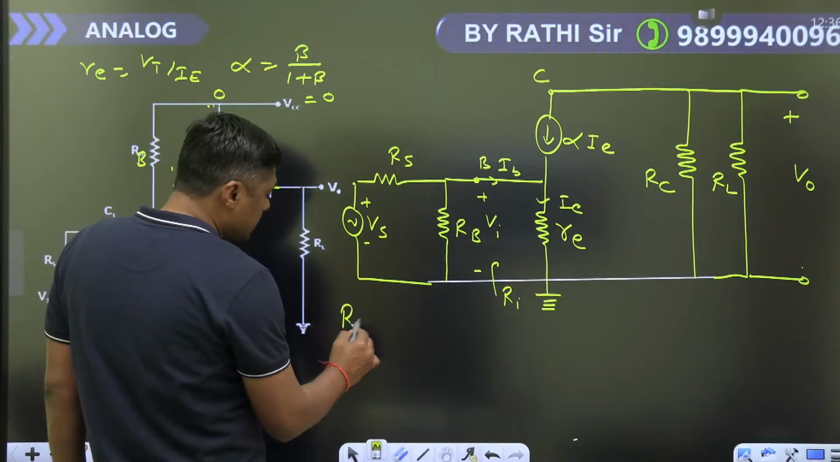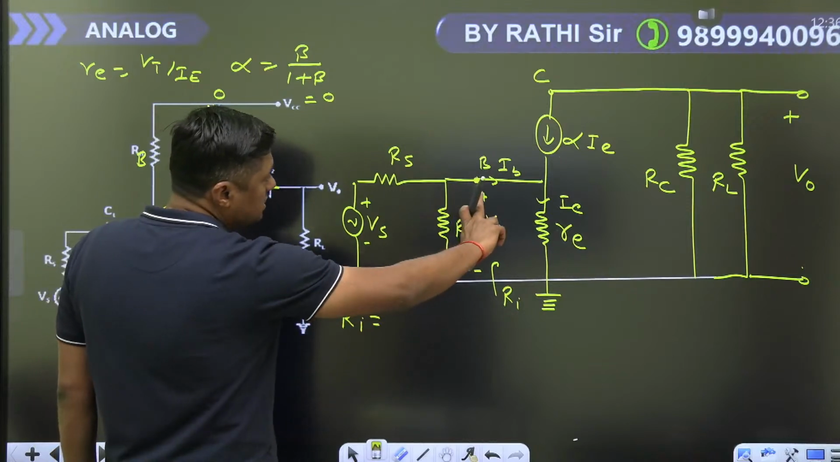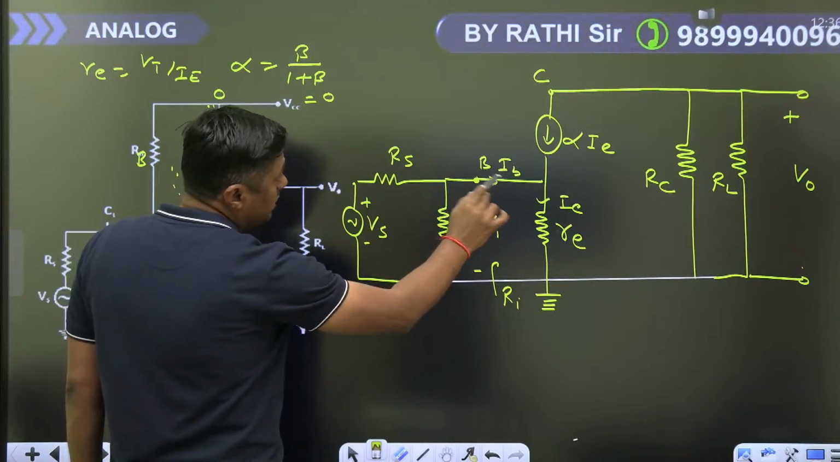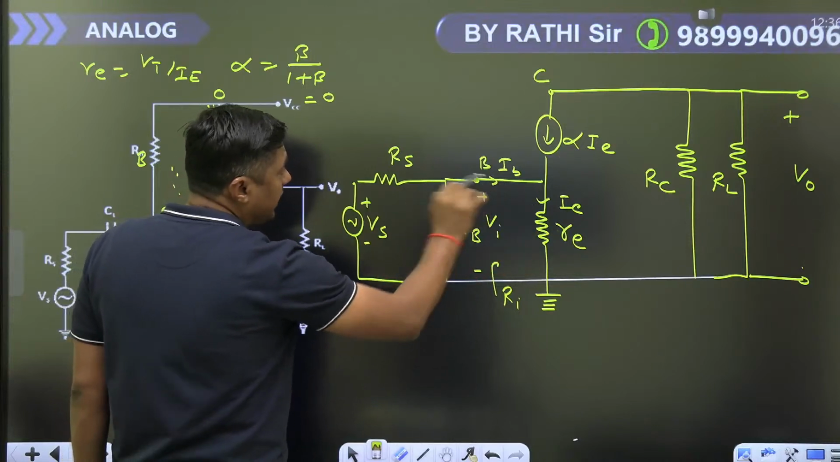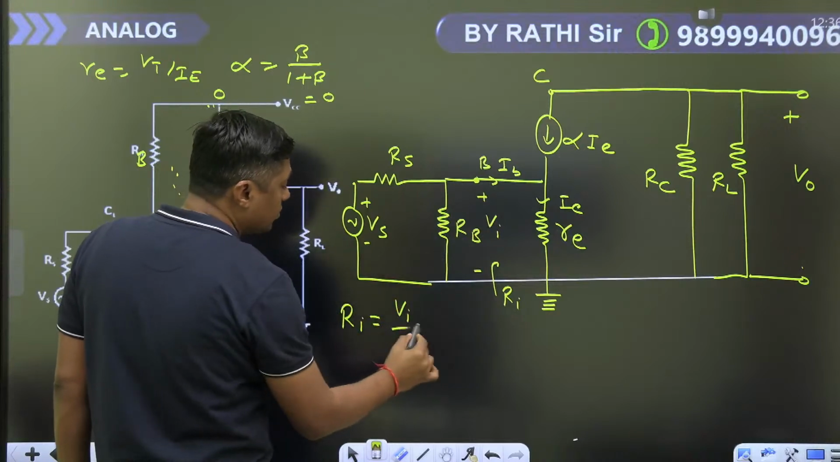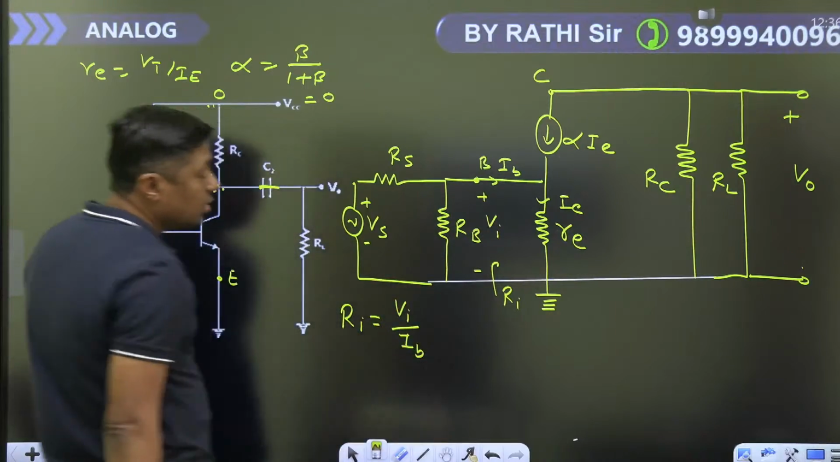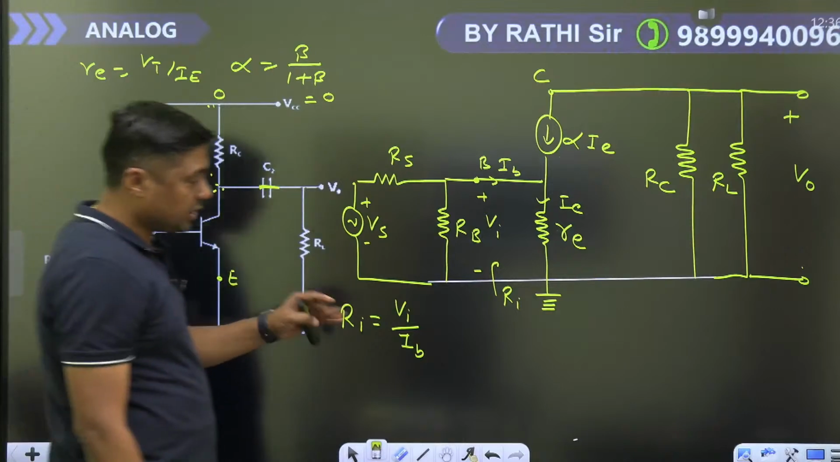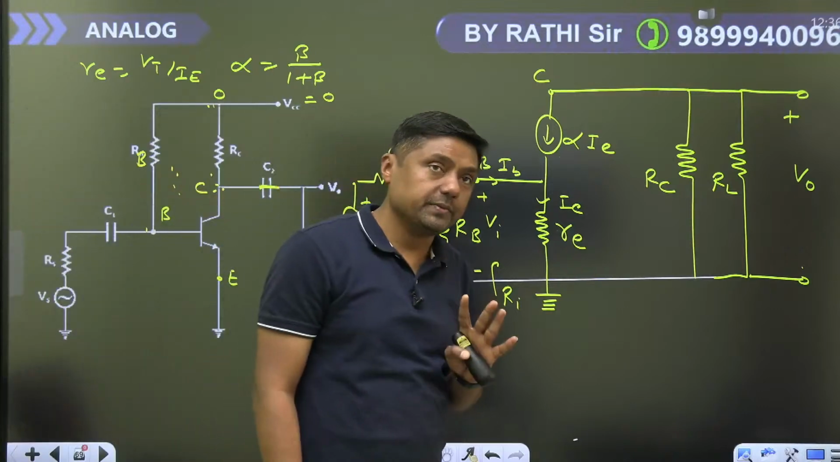Input resistance: what is the voltage at this point? Vi. What is the current here? Ib, not IE. What is the current entering through this node? That is the IB. So Vi upon what? IB. That is the current. Vi upon IB you have to find.